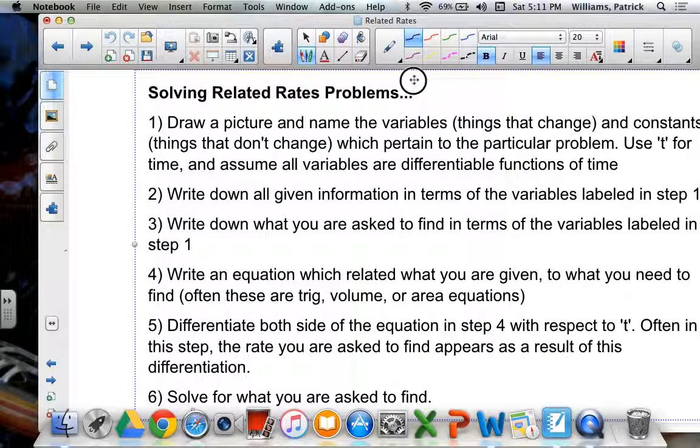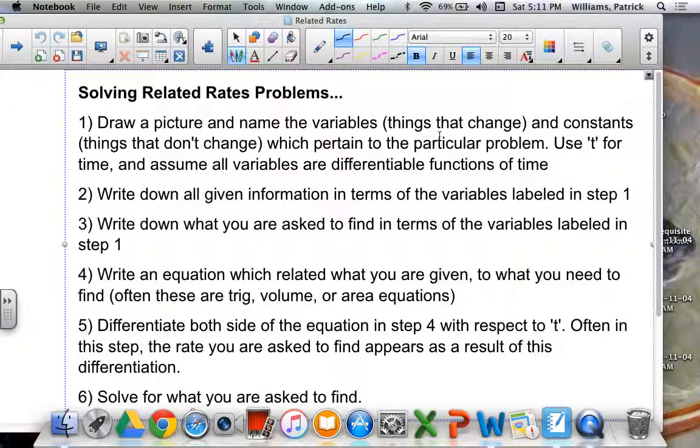All right? But this is also present in your book. If you want a strategy for solving related rates problems, this is what you should follow. And this is pretty much what we did with every problem we had. The first thing you do is draw the picture and name the variables. Remember, the variables are the things that change with respect to time, and you also name your constants. Those are the things that will not change with respect to time.